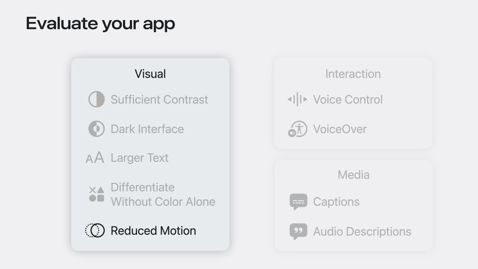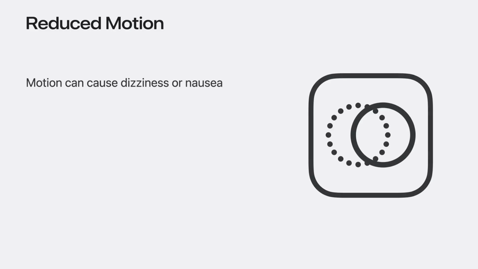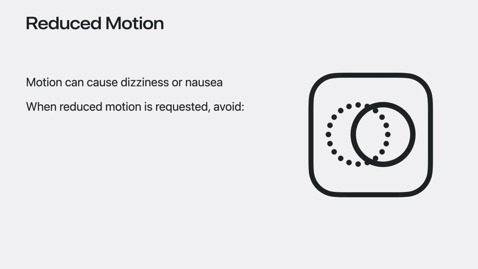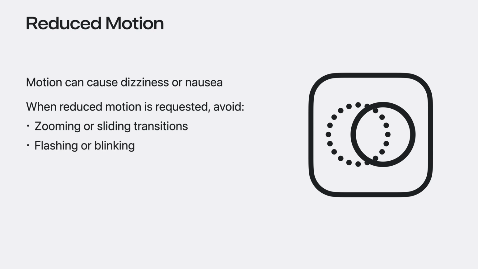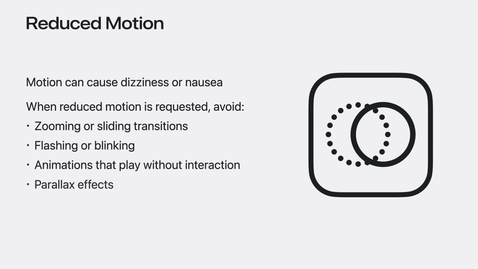Next, let's talk about motion. Motion can enrich an app experience, but it's important to consider that certain types of motion can cause severe dizziness or nausea. This can prevent people from using your app. Triggers can include zooming or sliding transitions, flashing or blinking, animations that play automatically, or parallax effects.